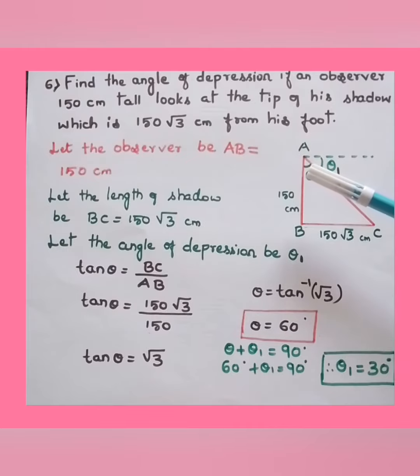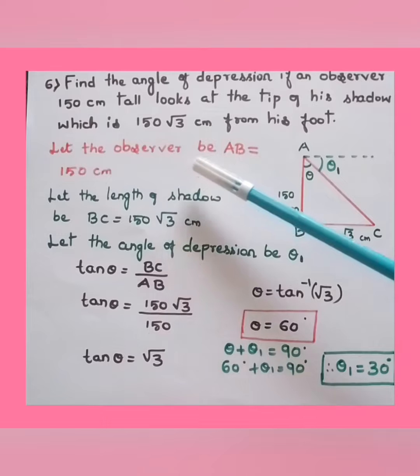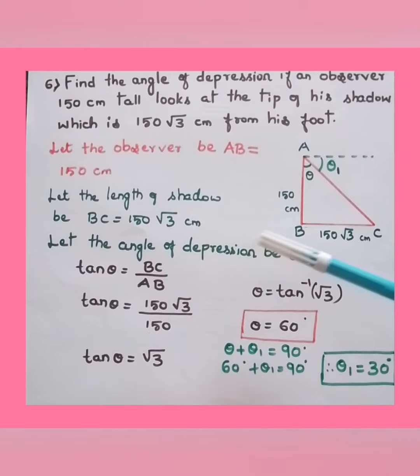We can observe here the angle formed at A is a right angle, 90 degrees. Hence if you consider angle BAC as theta, the sum of these two, theta plus theta 1, is equal to 90 degrees, right? So when we calculate theta, you can find the value of theta 1, that is the angle of depression. Write the consideration: let the observer be AB, which is equal to 150 centimeters. Let the length of the shadow BC be 150 root 3 centimeters and the angle of depression be theta 1. Then in this diagram, tan theta is equal to, for this reference angle, the perpendicular BC by the base. This is the base now, base is AB.